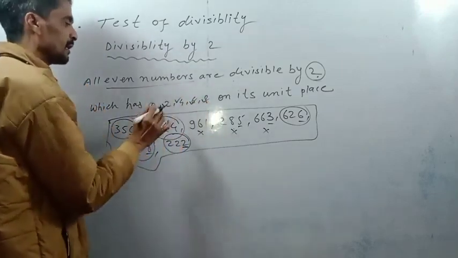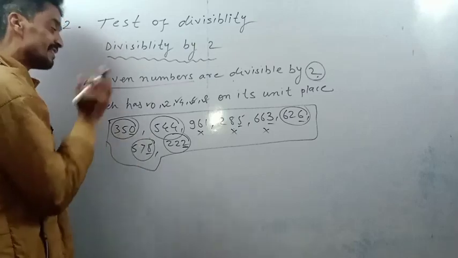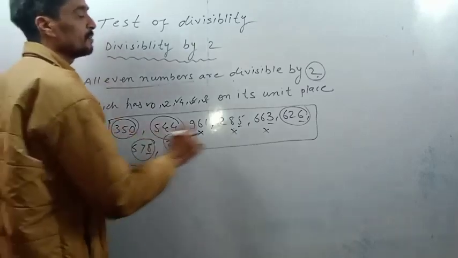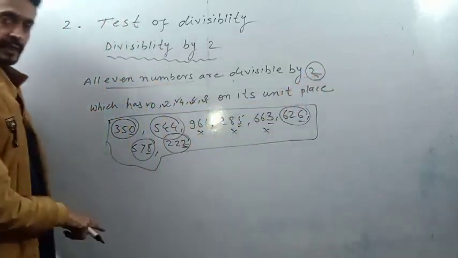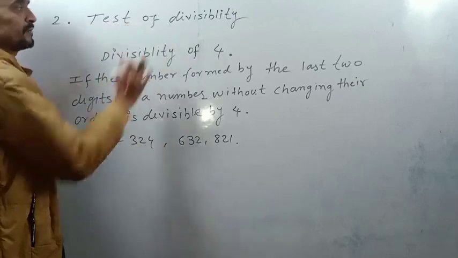Among any number, if any number from this list is on the unit place, that number satisfies the divisibility of 2. I hope it is clear. Point number 2, test of divisibility.